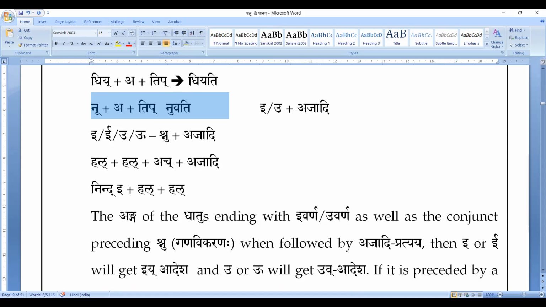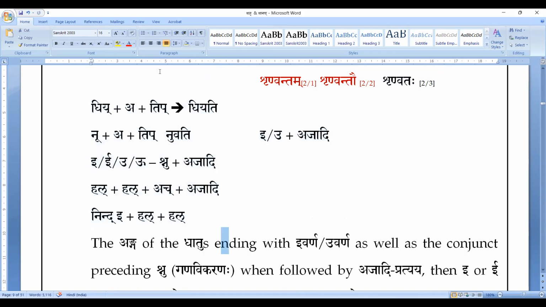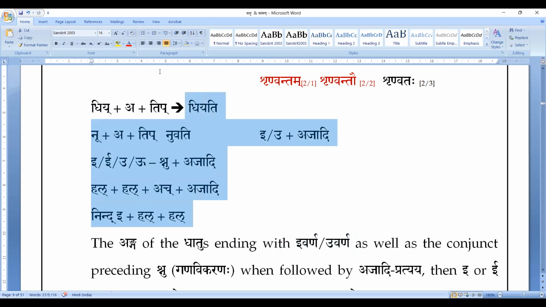It means Ivarnanta, Uvarnanta Dhatu must be preceded by a consonant, not a conjunct. Why not a conjunct? Because such Dhatus are not available. Okay. Understand? Little confusing maybe. But anyway, if you understand, it is okay. Otherwise also, no problem. Just leave that. This conjunct preceding is applicable only for Shnu, not for the Ivarnanta, Uvarnanta Dhatu. It should not be put here. The conjunct condition is not applicable for the Anga of the Dhatu ending with Ivarna, Uvarna. So this part I am removing.